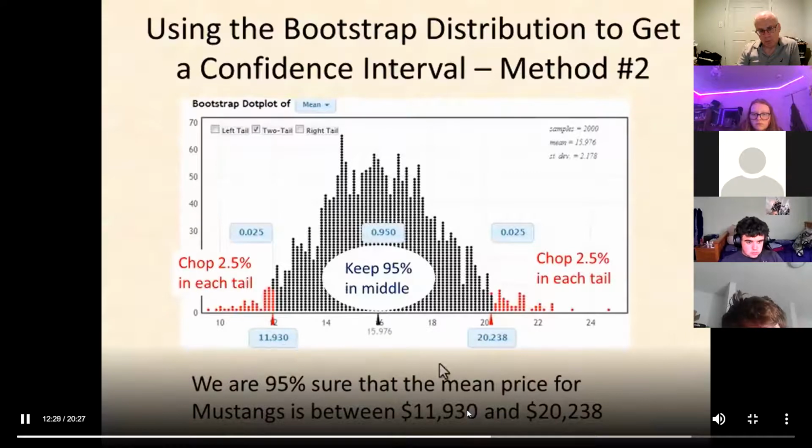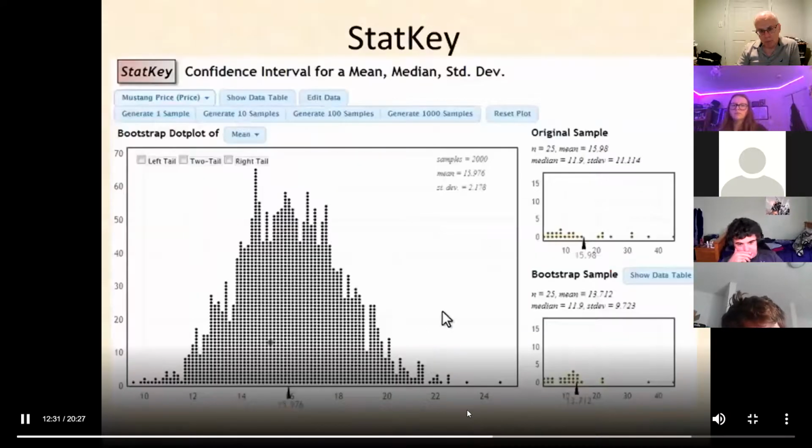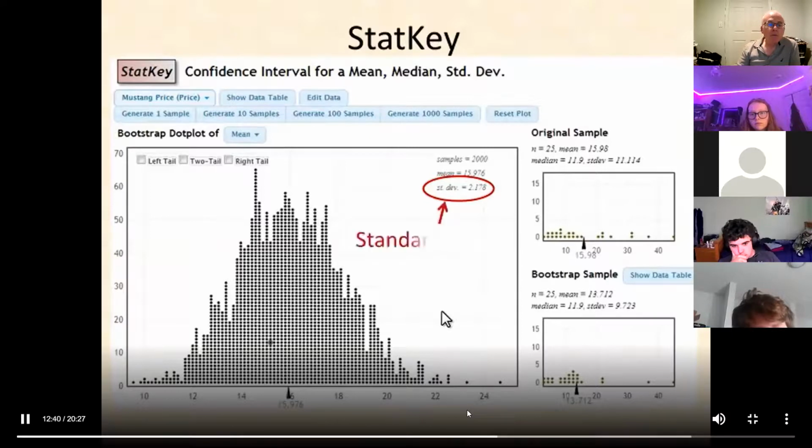And one more thing before we leave, there's the standard deviation from the simulation, 2.178. You'll get slightly different answers with different simulations. That again is the standard error. And here we show the shortcut formula. This is a sample mean, so the standard error is s over the square root of n. And it's very, very close to what we get with the simulated bootstrap standard error.